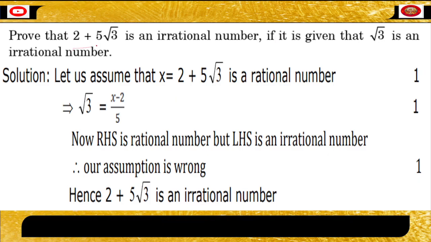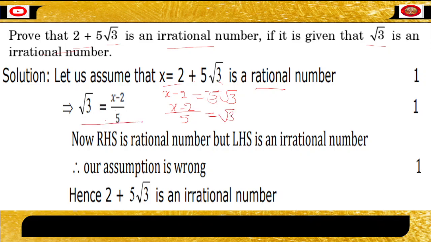Prove that 2 plus 5 root 3 is an irrational number if it is given that root 3 is an irrational number. Let us assume that x equal to 2 plus 5 root 3 is a rational number. That means root 3 is equal to x minus 2 divided by 5. Here x, plus 2 becomes minus 2, is equal to 5 root 3. Next, 5 multiplication becomes division. Therefore, x minus 2 divided by 5 is equal to root 3.